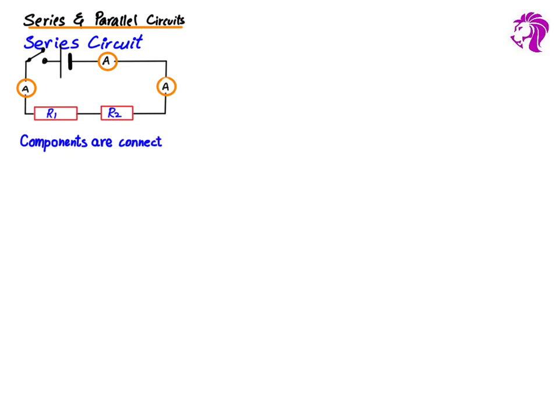In a series circuit, what is the one-liner? The components, the loads or the resistors or the lamps are connected in chain. So what's the main keyword of a series circuit? It's a chain, right? They are connected in chain, one after the other. This is what we call a series circuit.